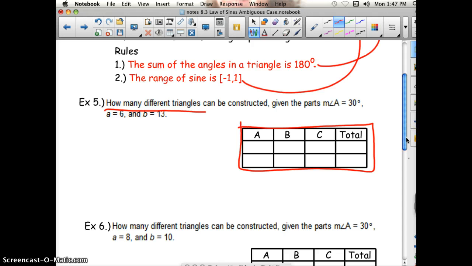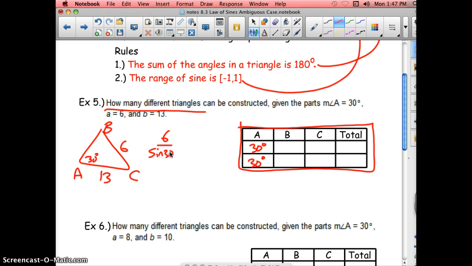Given parts, the measure of angle A is 30. So no matter what, my A's are going to be 30. I'll fill both of those in right now. Draw a triangle ABC. Little a is 6, little b is 13, and I also know that this is 30 degrees. So I have 6 over the sine of 30 equals 13 over the sine of b. When I cross multiply, sine of 30 is 1/2.